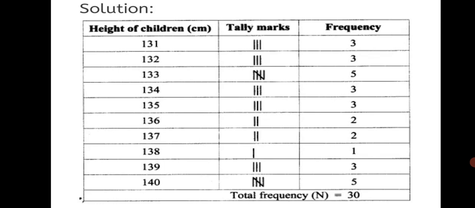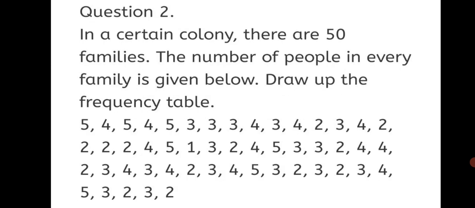Now the total frequency, denoted by the letter n, is equal to the sum of all the frequencies. It comes to 30. So this is your final answer. Total frequency n is equal to 30. Let's move on to question number 2.